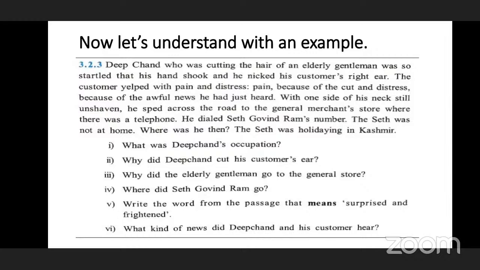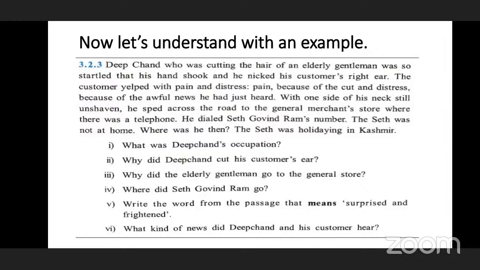So now you keep all the questions in your brain and read the passage carefully. As you start to read the passage, the answers come straight to your brain because you already have questions in your mind. That is the benefit of this strategy. Let us try to answer the questions now. What was Deep Chand's occupation? Of course, it is mentioned cutting hair. Who cuts hair? Barber, of course.